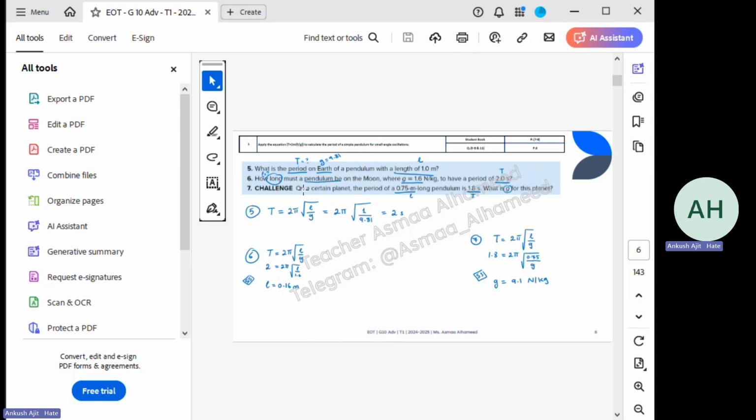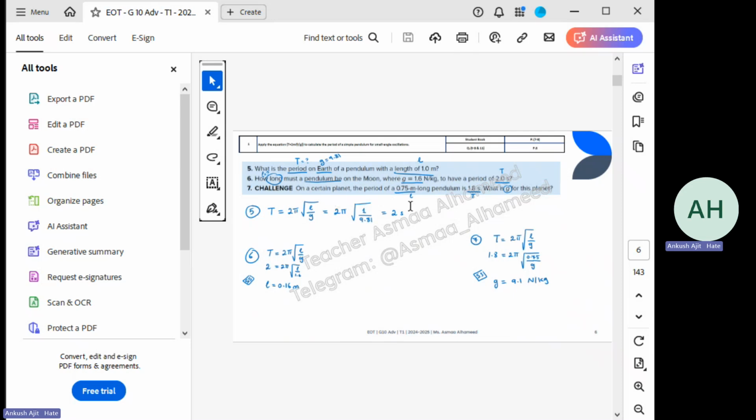The second one, they're asking how long the pendulum would be on the moon when G is 1.6 Newton per kg, to have a period of 2 seconds. So the period is given as 2 seconds. Here also the formula is given: T equals 2 pi root L upon G. Straight away, you just put the values in the formula and get the answer.